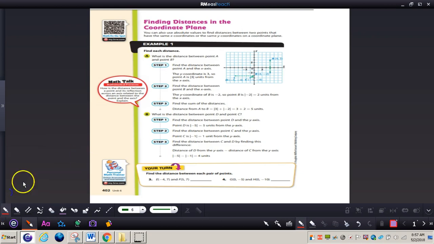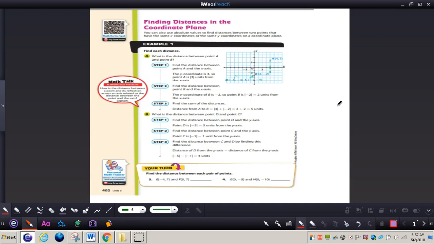Okay, so you can see the steps for finding distances in the coordinate plane on page 402, and what I would like you to do is just read through those different steps on point A and B. That's going to help you figure out numbers 3 and 4 as we work through 3 together, and then I'm going to have you do 4 on your own. So take this time to read through those steps, and you can pause the video to read through these steps.